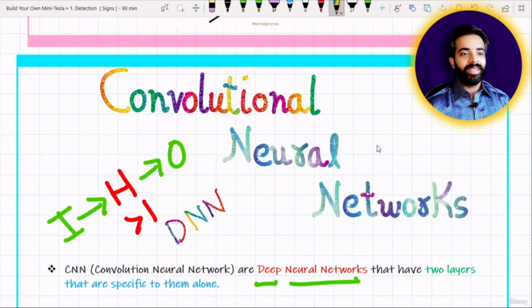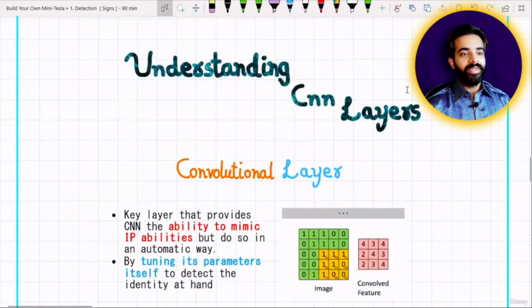Now let us try to understand the CNN layers. We will start off with the layers that are specific to CNN alone. So the convolutional layer is the key layer that provides CNN the ability to mimic image processing abilities. If you remember, in image processing, we used to extract certain features by convolving a kernel over the whole image. The same process is followed in the convolution layer, where a kernel is convolved over the whole image to provide a certain feature. This process is known as convolution, and it is being shown in this GIF image right here. And as you can see, the yellow color kernel is being convolved over the green color image, thus providing us with this pink color convolved feature as an output.